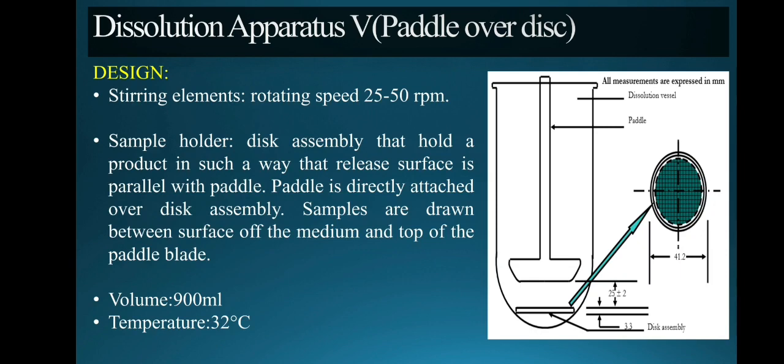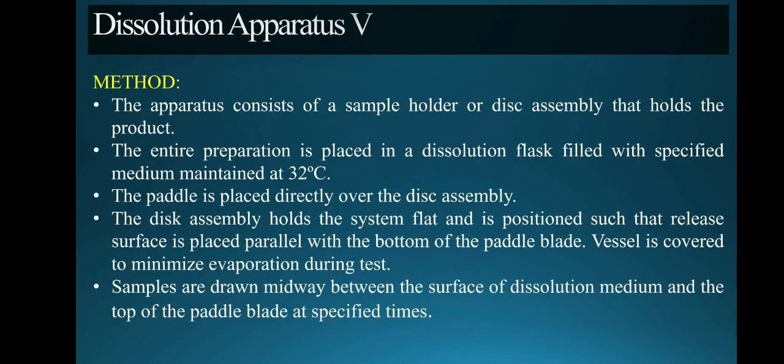Here the volume is 900 ml and the temperature maintained is different from the previous apparatus. Here it is maintained at 32 degrees Celsius. The method includes the apparatus which consists of a sample holder or a disc assembly. Then the entire preparation is placed into the dissolution flask which is maintained at a specified condition, which is 32 degrees Celsius. Then the paddle is placed directly over the disc assembly.